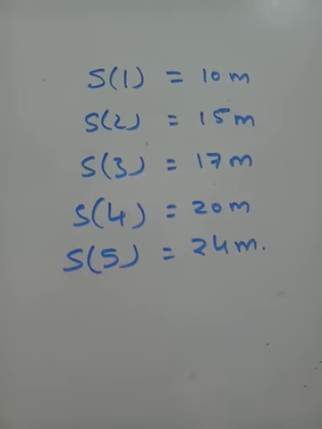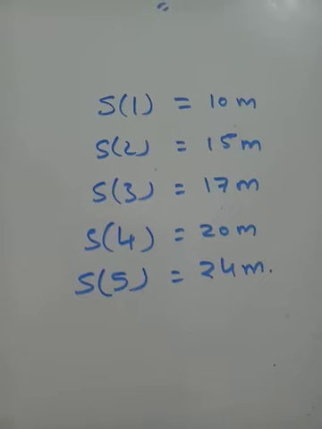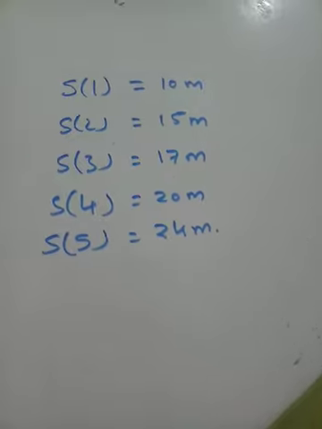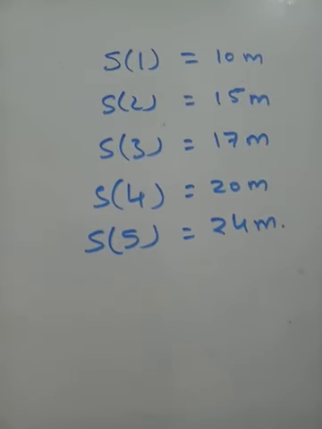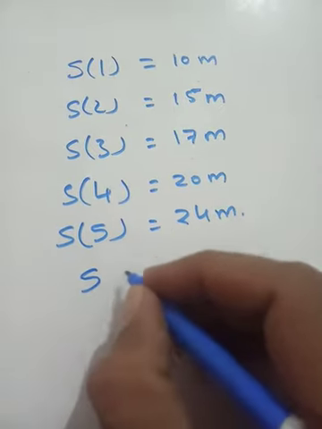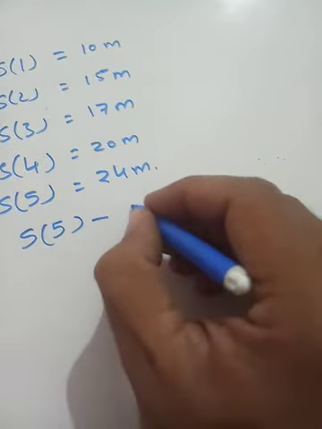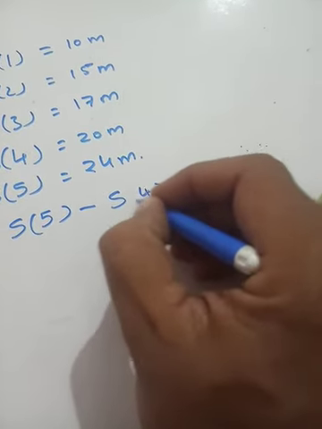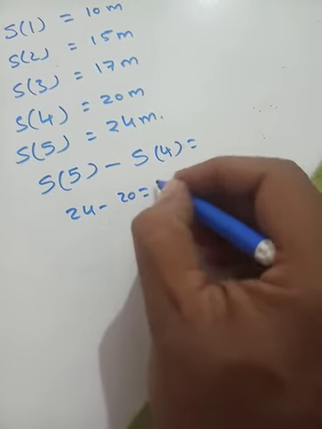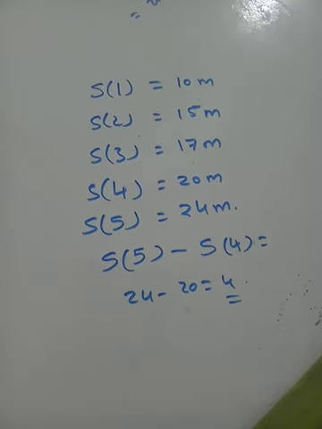So what are you actually doing? You are subtracting. If I ask you how to find the distance covered by the body in the 5th second, what did you do in your mind? You did this: distance covered by the body in 5 seconds minus the distance covered by the body in 4 seconds. That gives you 24 minus 20, which equals 4. So this is what you are actually doing in the mind.